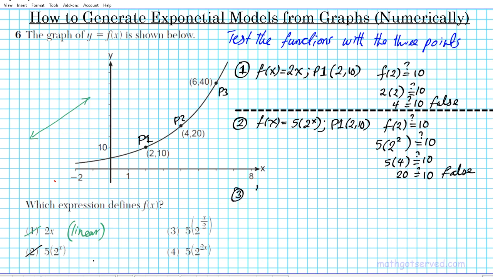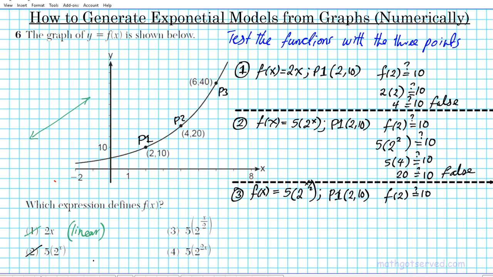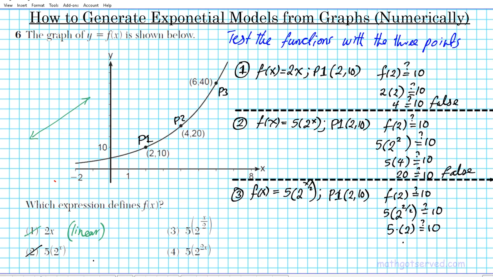Option 3 is another exponential function, 5 times the quantity 2 raised to the x over 2. Let's start with the first point, P1, which is (2, 10). Is f of 2 equal to 10 in this case? We're repeating the same procedure: plugging the point into the function and seeing if we end up with a true or false statement. When we plug in 2, we have 5 times 2 to the 2 over 2. 2 over 2 is 1, so 5 times 2. Is it equal to 10? 5 times 2 is 10. Is 10 equal to 10? Absolutely. It looks like this is the answer.